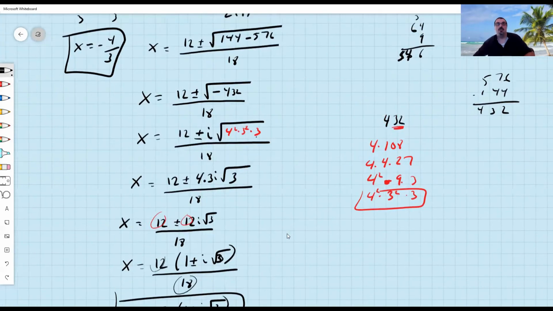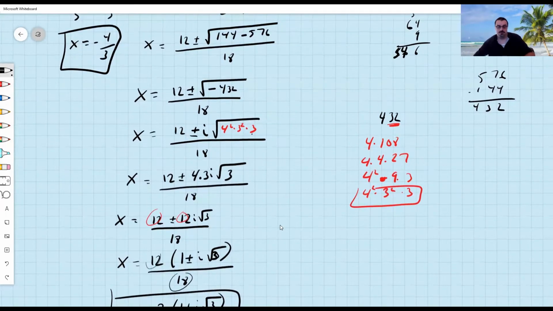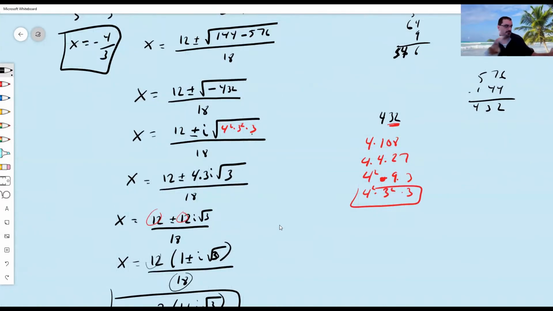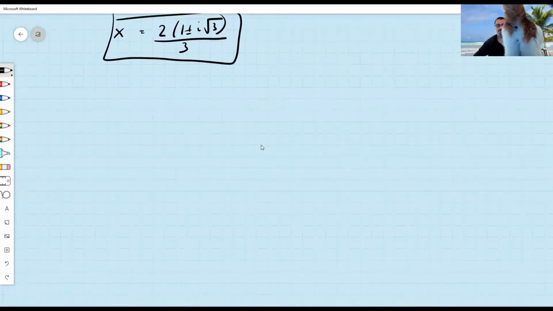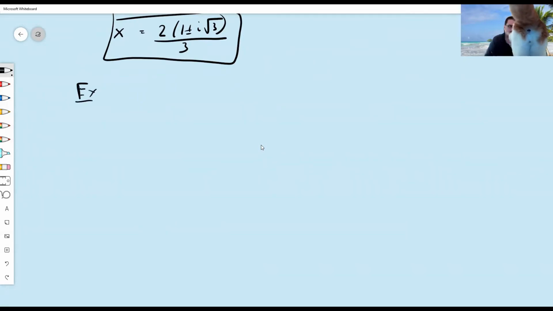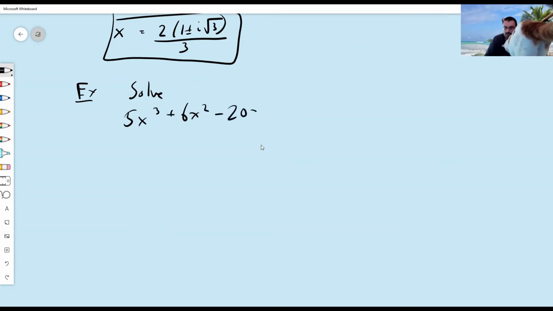So it's a little bit involved, but it's doable. All right, let's do another one of these. We're going to solve 5x cubed plus 6x squared minus 20x equals 24.